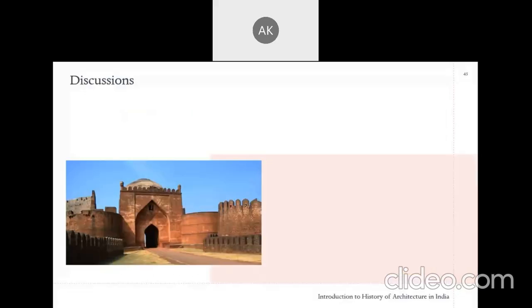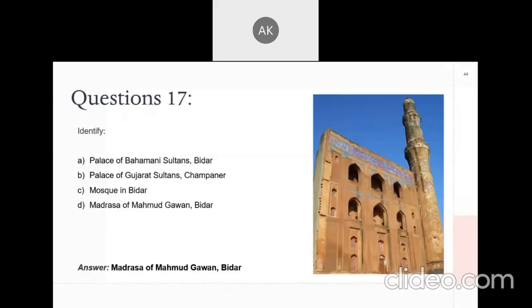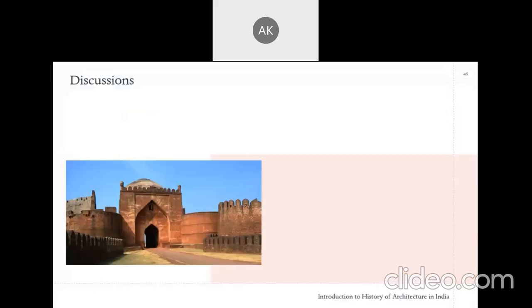So what is this? Again, we have discussed this one. The other three options are the Palace of Bahmani Sultan of Bidar, or the Palace of Gujarat Sultan of Champaner, or Mosque in Bidar. So Palace of Bahmani Sultan, I guess, correct. I'm not sure, maybe. Yeah, it is correct. It is the Palace of Bahmani Sultan in Bidar.